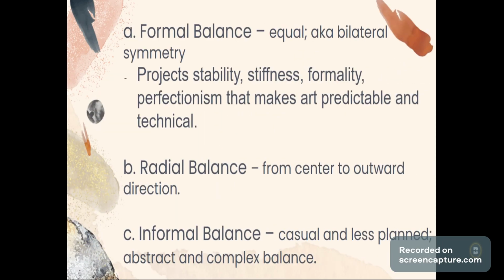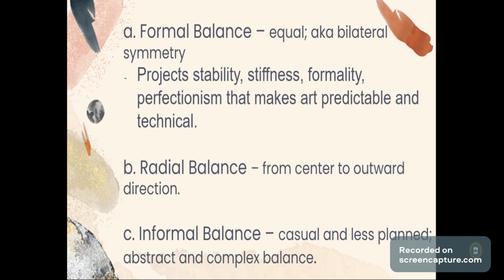So we have here the three types of balance. Formal, like 50-50 balance. It is about being equal or bilateral symmetry. It projects stability, stiffness, formality, and perfectionism. While radial balance is like from center to outward direction, like flowers, spiral designs, mandala art.